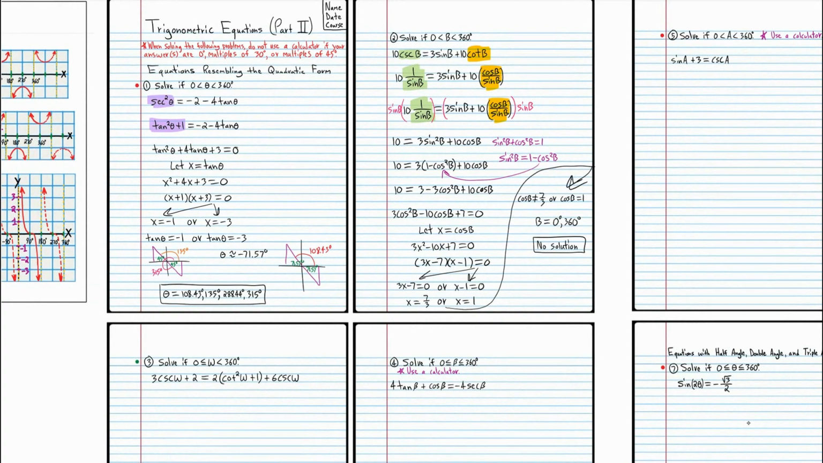You want to convert everything in that equation to the cosecant function, and then you want to put everything on one side and solve what resembles a quadratic equation. So try number 3. When you come back, we'll do it together.